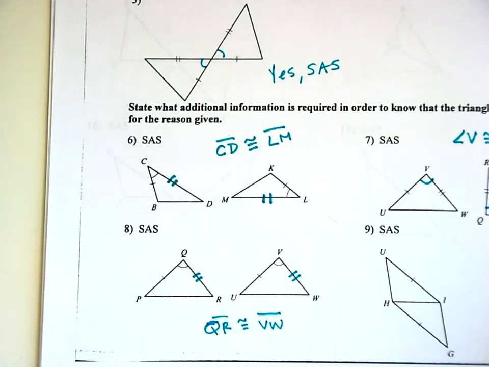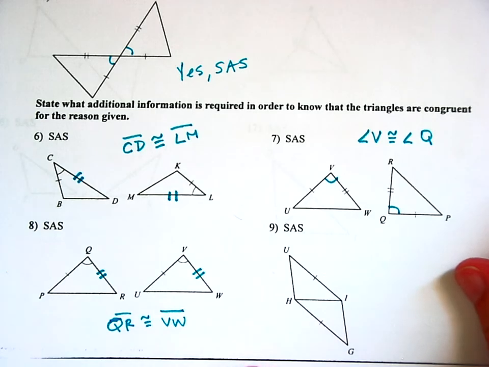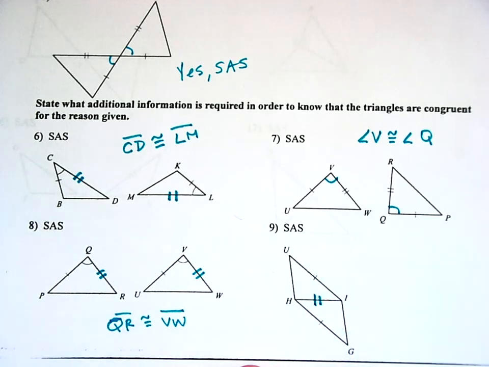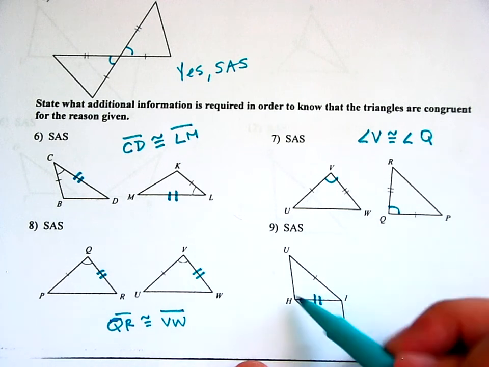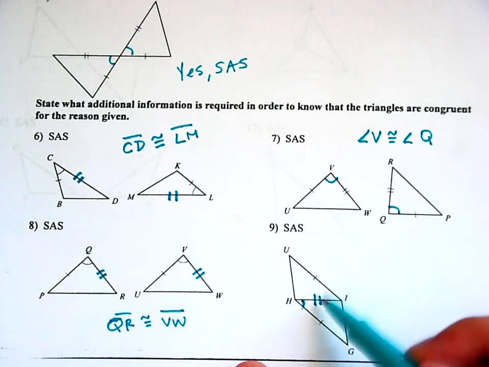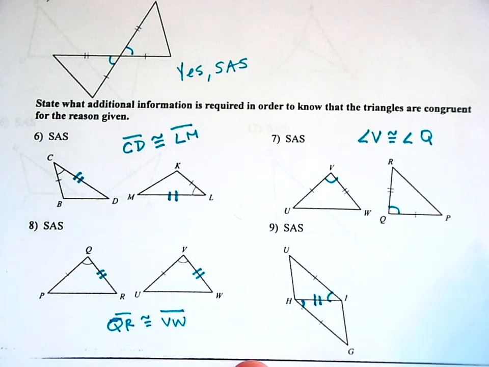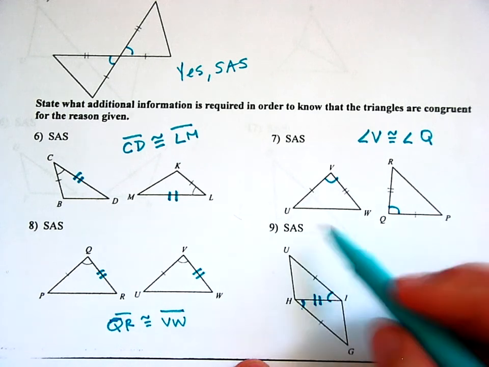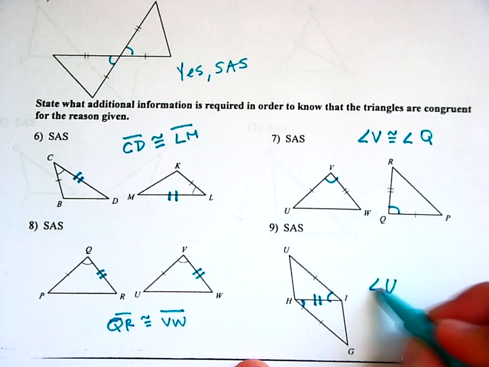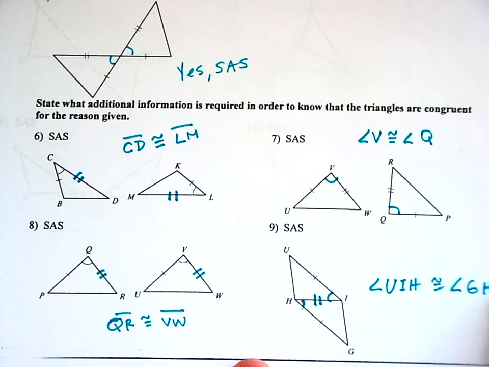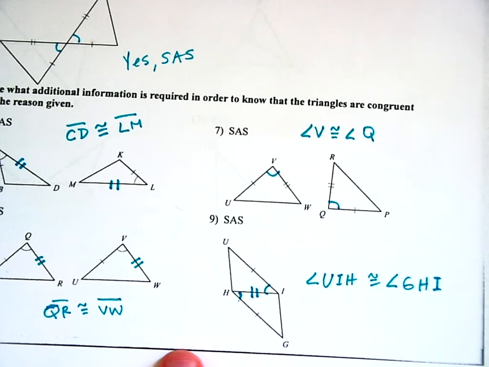And last one on this side, side angle side. We've got side, we've got another side that they share. Okay, so careful when you label the angle in between those sides. For this triangle, it's going to be here, side angle side. And then for this triangle, it's going to be here, side angle side. So again, always making sure it's included. So we need to know the angle UIH is congruent to GHI. See that, so you can see that.